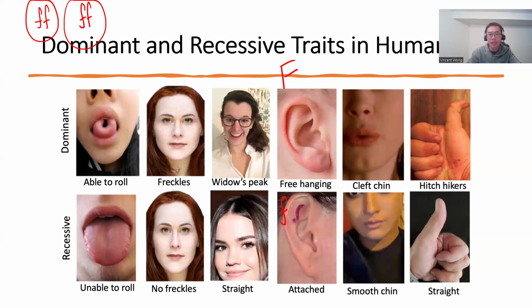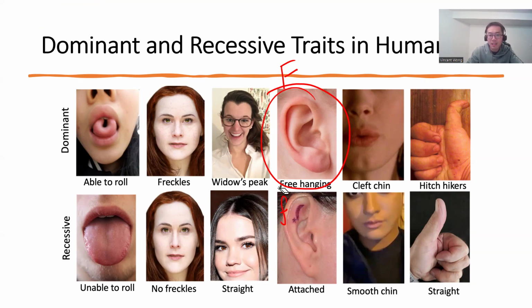Okay. What if the parents have free hanging ears? Both of them have free hanging ears, like the earlobe. Is the whole family going to have free hanging ears? What do you think? Yes? No? Anyone else? You don't have to answer. Think about it. Well, let's see.